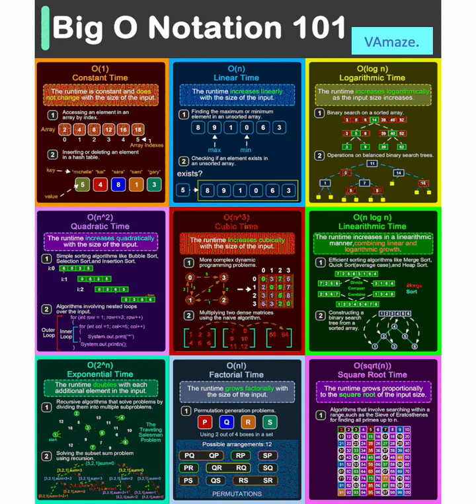Closing. So there you have it, 9 speed classes, from lightning-fast constant time to glacial factorial time. Mastering these mental yardsticks helps you spot which algorithms scale, which ones break, and where you should focus your optimization efforts.